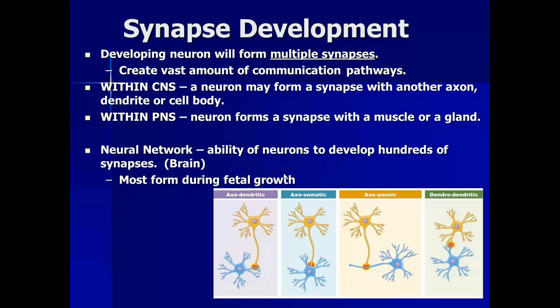So a developing neuron forms multiple synapses with other neurons or with effectors. Okay, and as a synapse forms, special structures are assembled, like the postsynaptic receptors and the gated channels that we saw in section 6.5. Some neurons in the brain are able to develop hundreds, thousands of these pathways. And this is what is called forming a neural network, as you see below there.